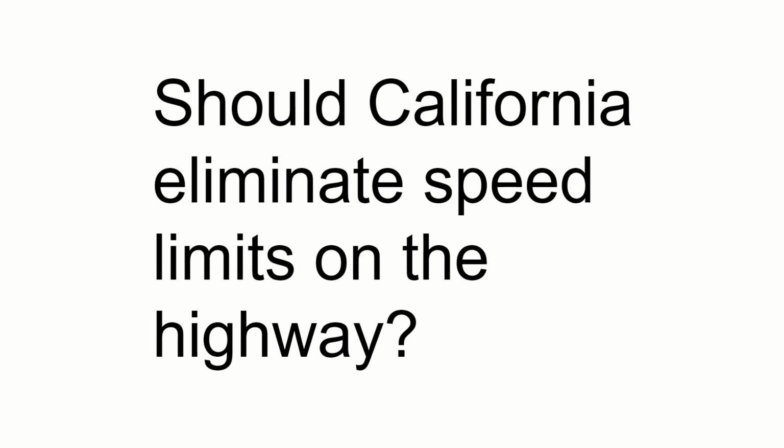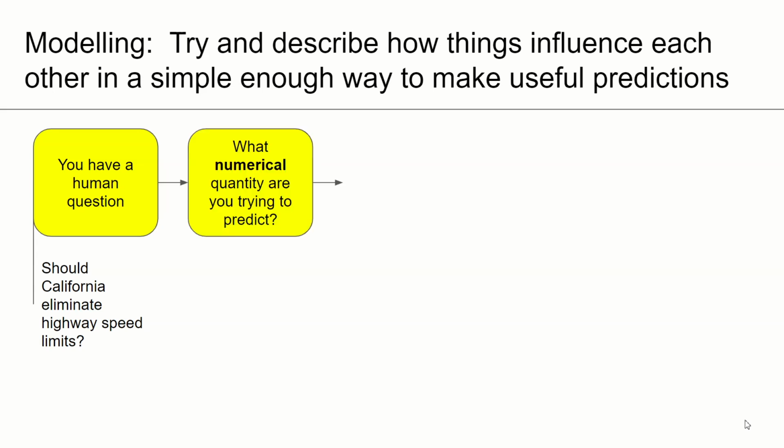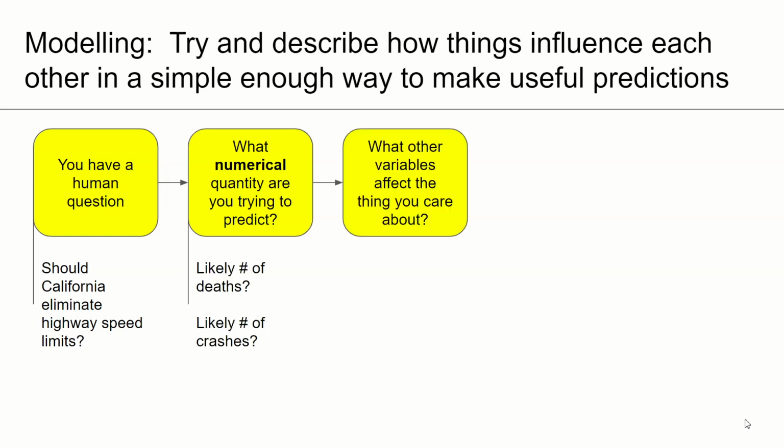How do you start to quantify your feelings? How do you start to try and make more objective predictions about something that you think will probably happen? Mathematical modeling. So you start with a human question. Should California eliminate highway speed limits? And you ask what numerical quantities are related to what we're trying to predict. So what we're trying to predict in this case might be something like, how many more deaths do we expect, or how many more crashes do we expect, or how many more injuries do we expect? So what other variables might affect this number we're trying to predict? Maybe things like this.